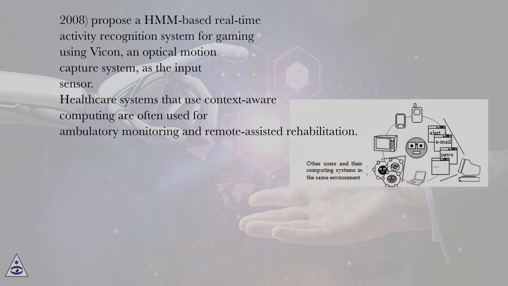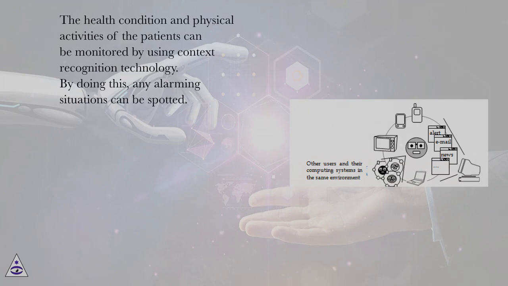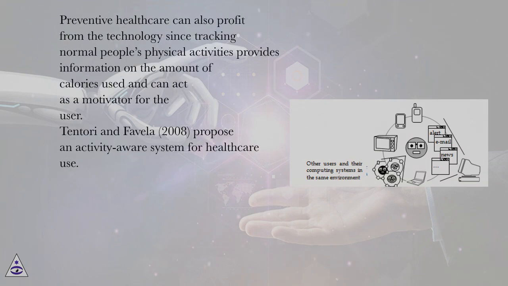Healthcare systems that use context-aware computing are often used for ambulatory monitoring and remote-assisted rehabilitation. The health condition and physical activities of the patients can be monitored by using context recognition technology. By doing this, any alarming situations can be spotted. Preventive healthcare can also profit from the technology since tracking normal people's physical activities provides information on the amount of calories used and can act as a motivator for the user.